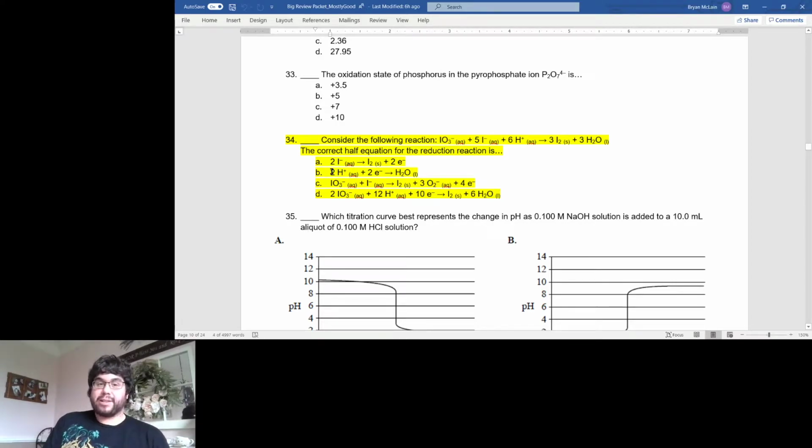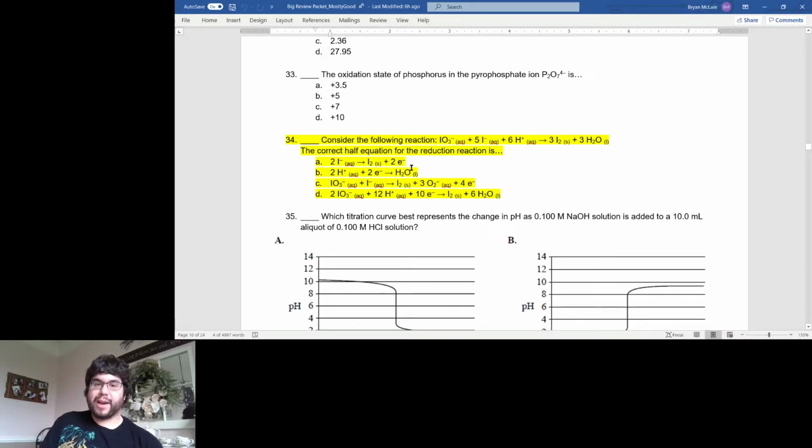B is not right. Why is it not right? Because this part right here, the H+ being turned into water, is not a part of the original redox reaction. So this is our balanced redox reaction, and of course redox reactions have H+ and H2O as balancers. So the balancers are not going to be used in the redox half reaction.